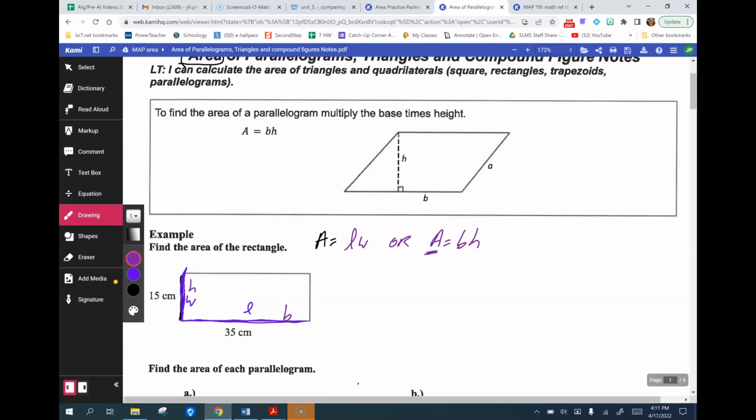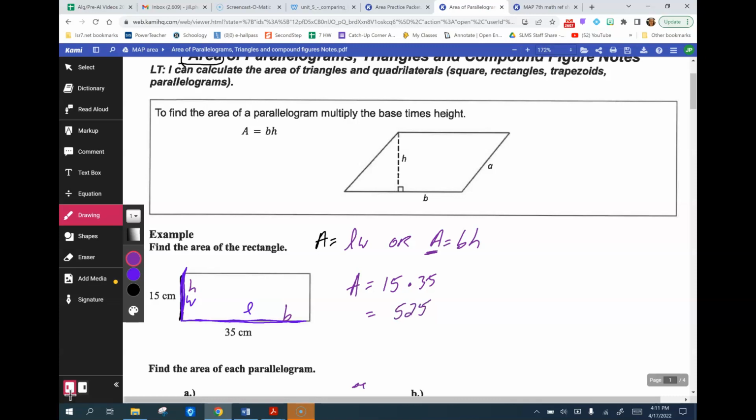So if I were going to find the area of this, I'm going to take 15 times 35, and I'm going to find that answer. And this is where you just pull out your calculator. And yes, you get to use your calculator. Pull out your calculator and take 15 times 35. But take the time to write this down.